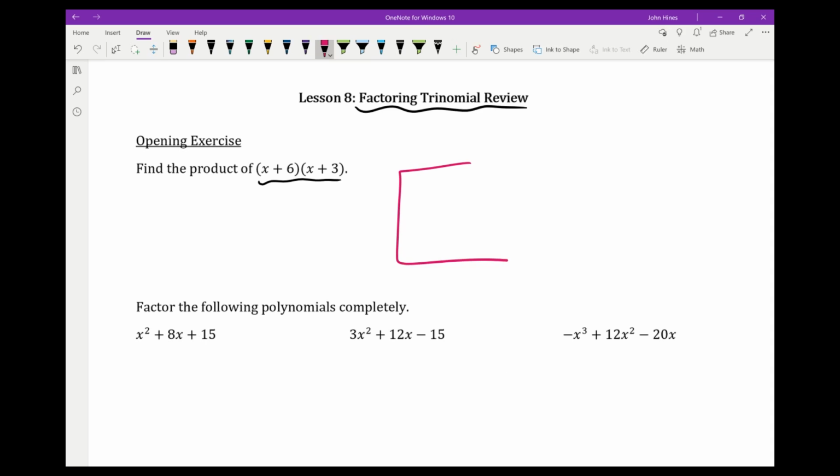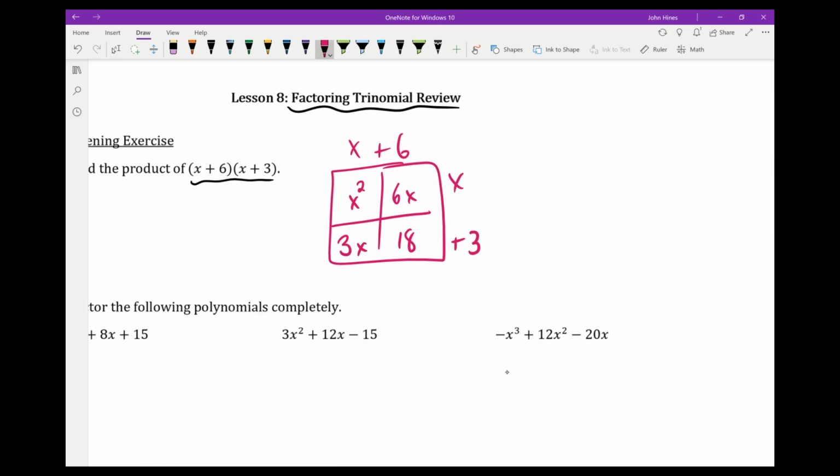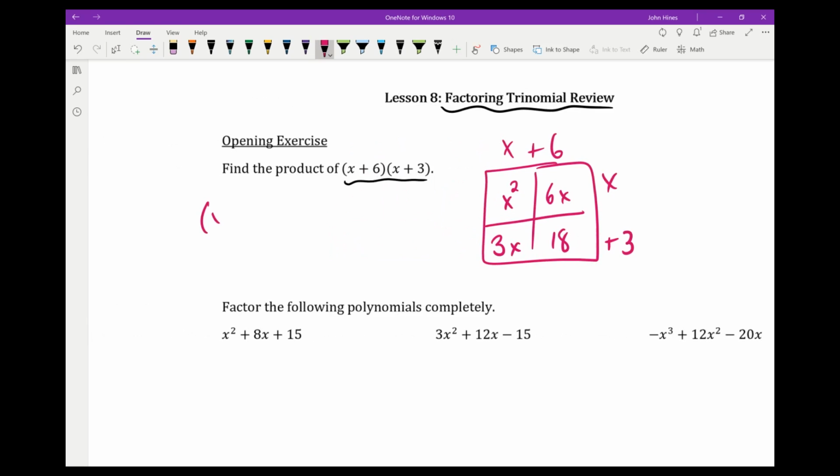To find that product, I'm going to make a table with x plus 6 times x plus 3, where I get x squared, 6x, 3x, and 18. So my final answer, that product of these two factors, x plus 6 times x plus 3, equals x squared plus the sum, 6 and 3 is 9x, plus 18. So that right there is the product.